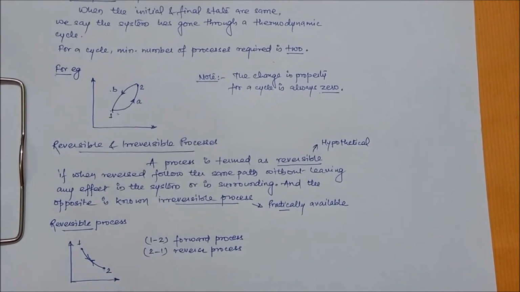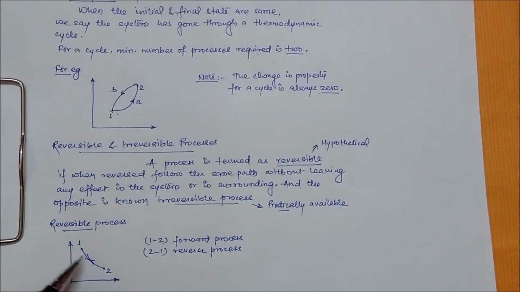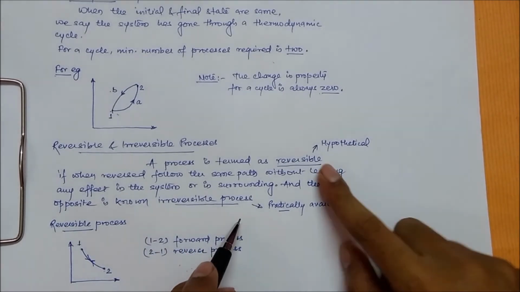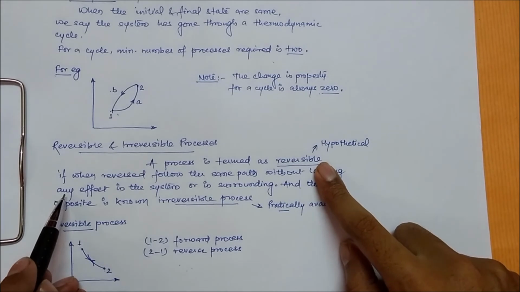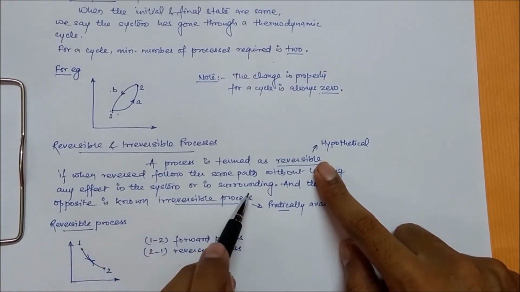Now we are seeing that 1 to 2 is a forward process, and when it is reversed it follows the same path backwards from 2 to 1, without leaving any effect in the system and surrounding. A reversible process is one which doesn't leave any effect on the system or in the surrounding, right?